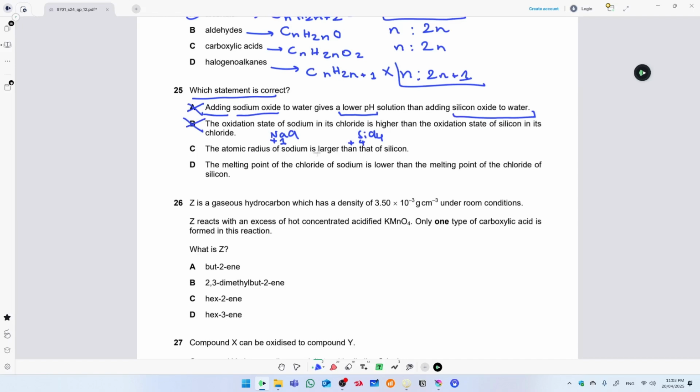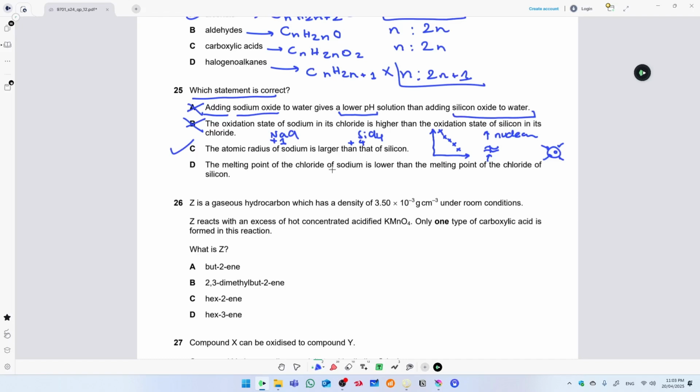The atomic radius of sodium is larger than that of silicon. Okay, so let's see the atomic radii. So it decreases across the period because the nuclear charge increases and the shielding is fairly similar, so you have an increased nuclear attraction on the outer electrons, so it pulls them closer, so there is a decreased atomic radius. So yeah, sodium is larger than silicon.